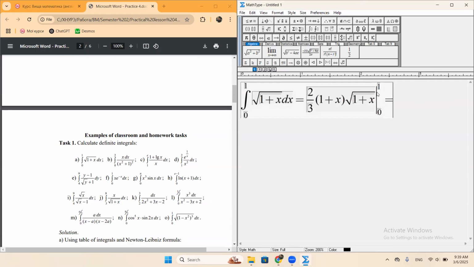So now what do we receive? 2 over 3, then 1 plus 1, so 2 square root of 2, and minus 1, and that's it. So we calculated the integral. Any questions about this exercise?